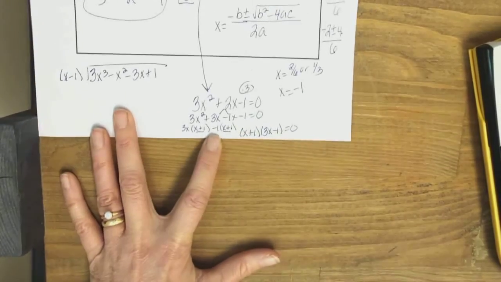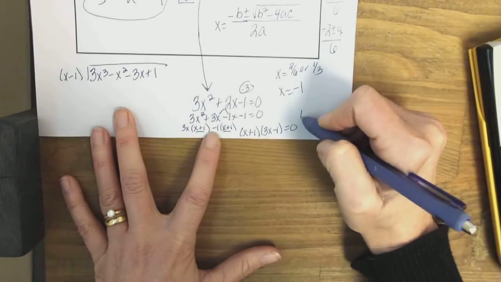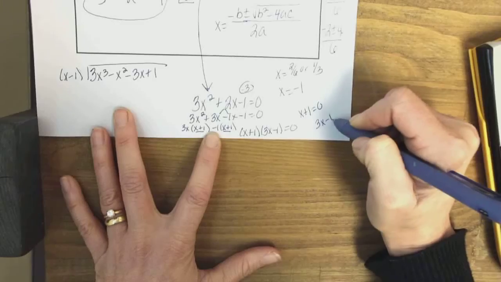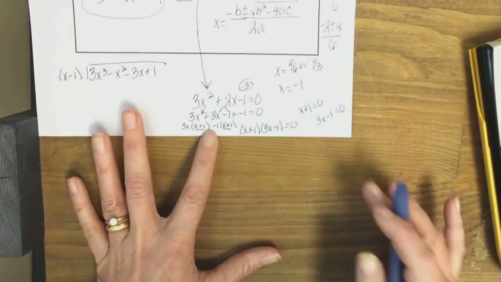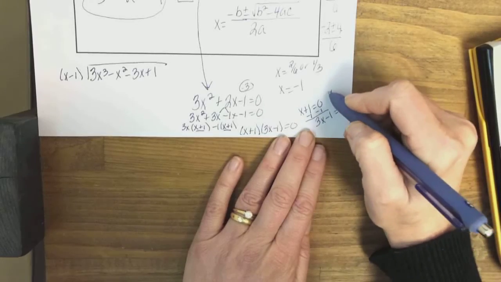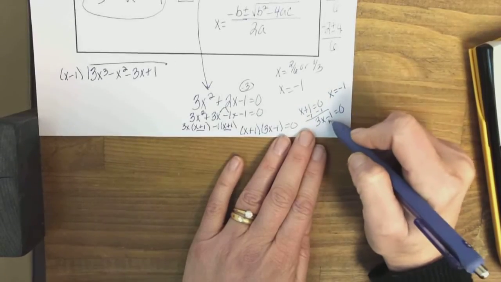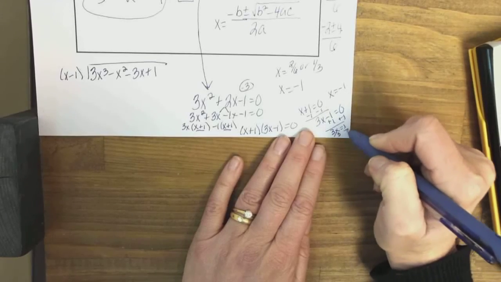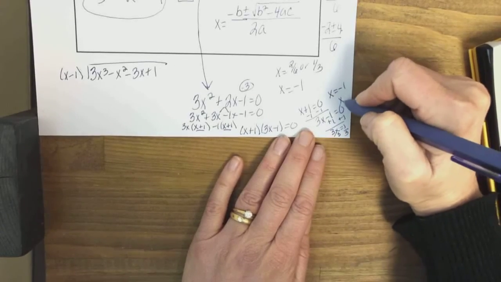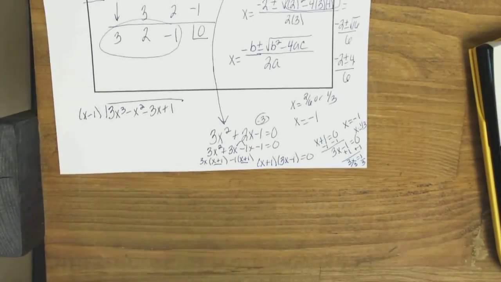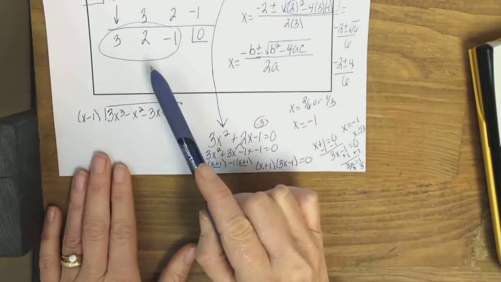And then if I really like factoring, I'd have to keep going, and I'd have to set x plus 1 equal to 0 and 3x minus 1 equal to 0. And then I would subtract 1 from each, and I'd get x equals -1, or I'd add 1. 3x equals 1, divide by 3. Oh goodness, this is getting crowded. x equals 1/3.